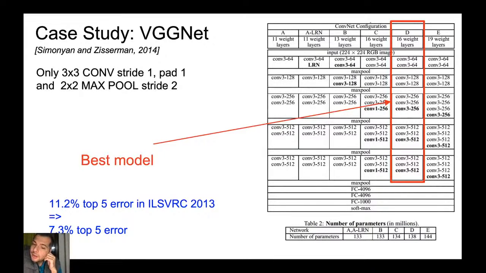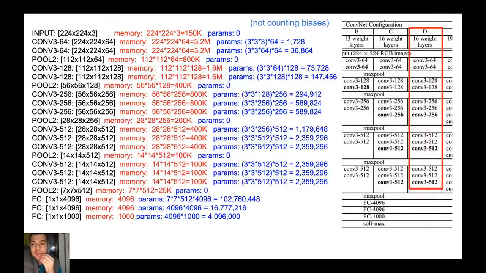Okay, so this was their best model. They obtained the second best result in the competition. They reduced the top 5 error from 11% to 7.3%. Okay, so now if you look at their architecture, you can see here what's the size of the activation maps and what is the number of parameters.